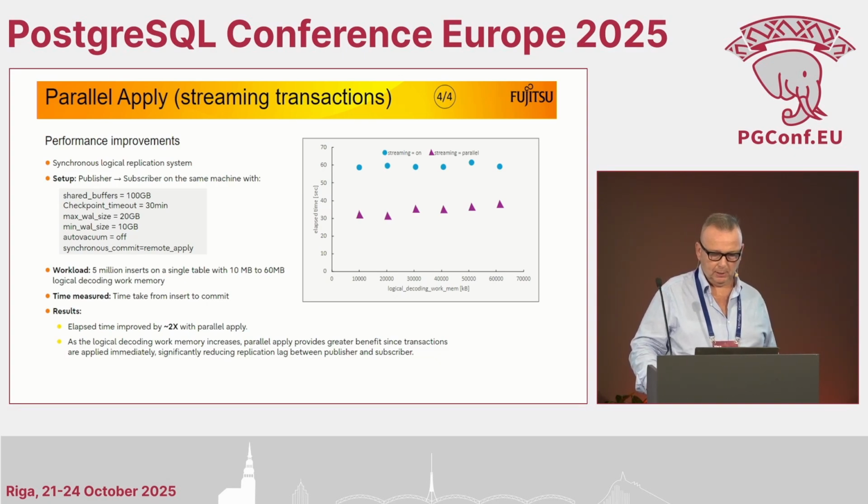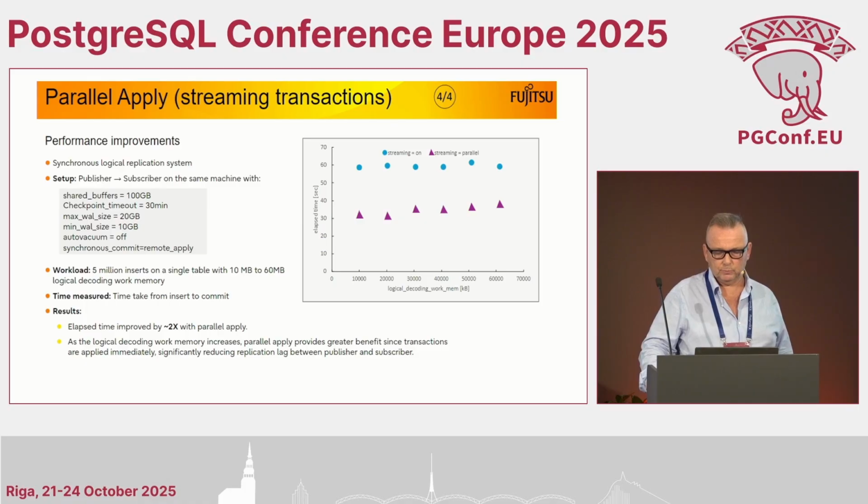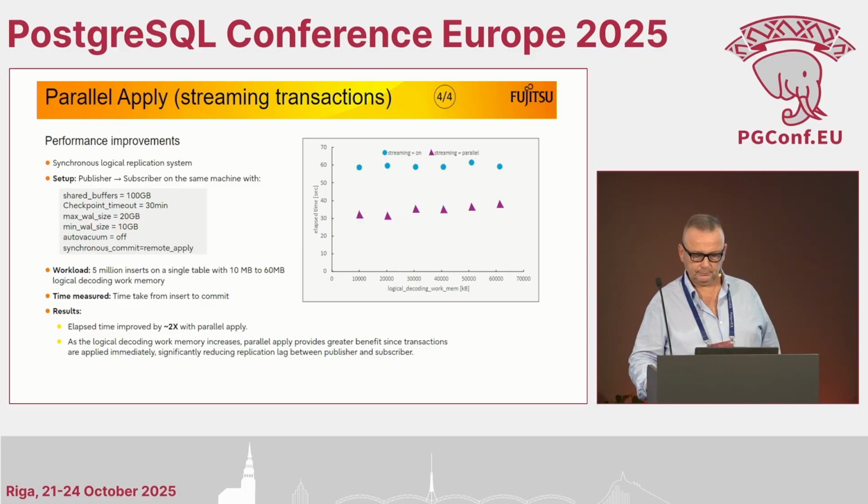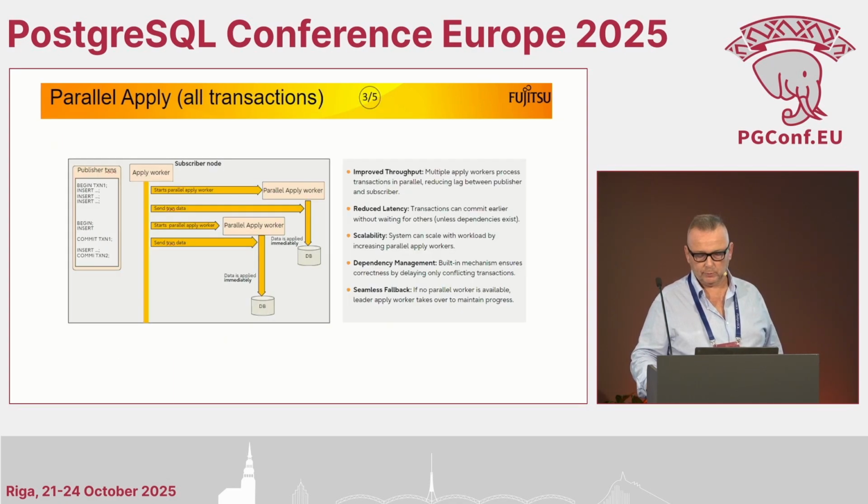This next slide is another parallel apply comparison using a different workload, comparing the effect of increasing the logical decoding work memory from 10 to 60 meg. And you can see the elapsed time under parallel apply consistently outperforms serial apply, regardless of the different 10 meg increment size of logical_decoding_work_mem. So we can see the elapsed time for parallel apply is about half that for sequential serial apply.